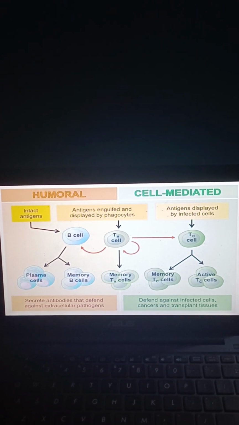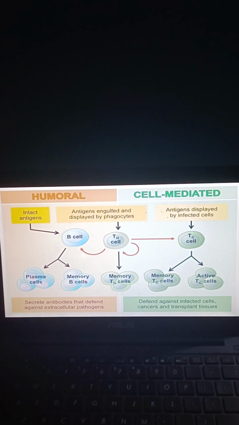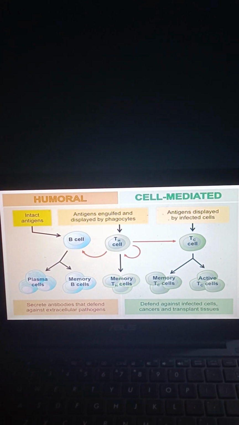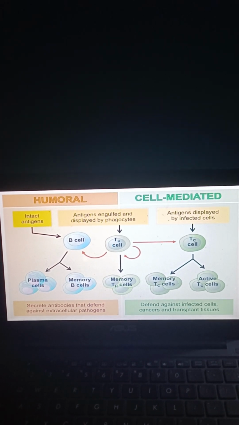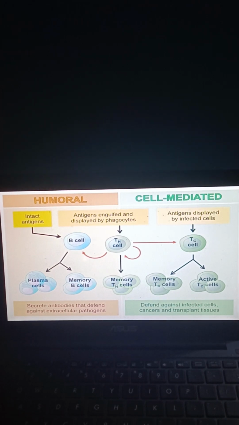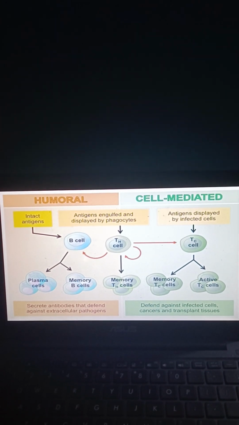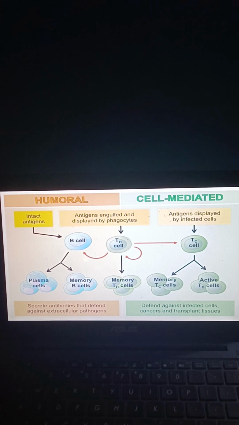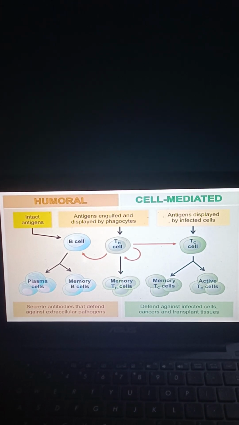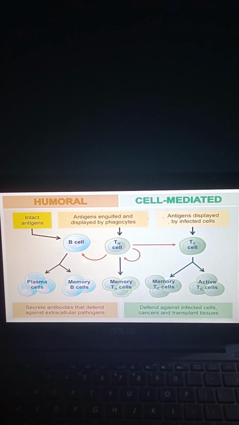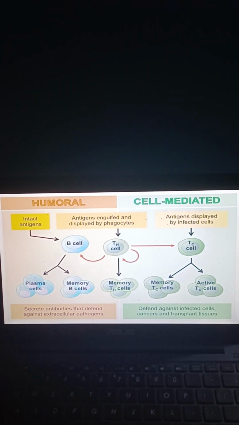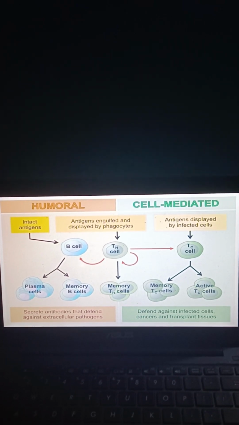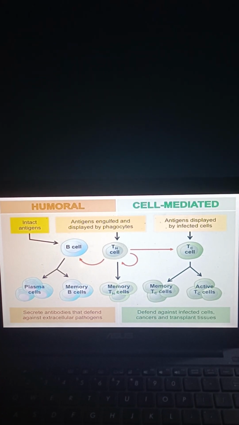In case of cell-mediated immunity, antigens displayed by infected cells activate TC cells, and memory TC cells and active TC cells will be formed. Cell-mediated immunity defends against infected cells, cancers, and transplant tissues. TH cells activate the TC cells in cell mediated immunity, and TH cells can also inhibit or activate other cells.